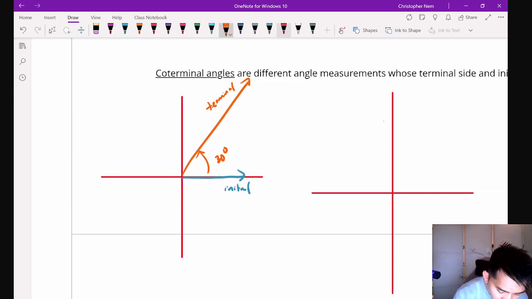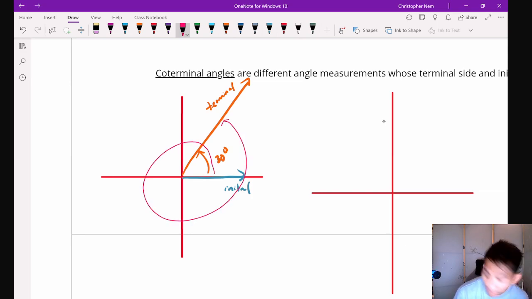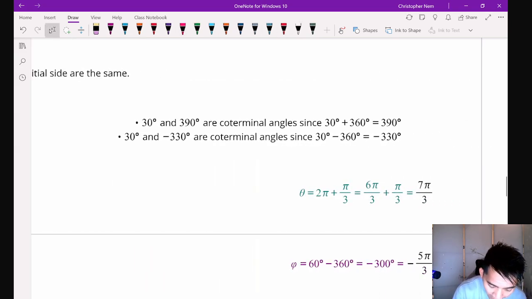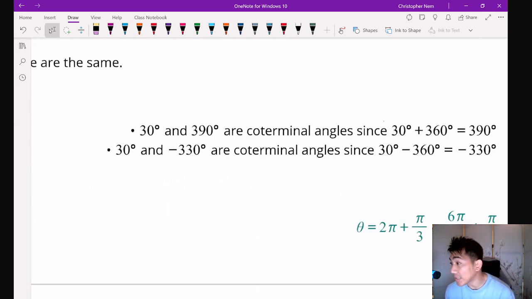Well, I can have a coterminal angle with that, where it has the same initial side and the same terminal side, but it has a different angle value. I might have looped over it once or twice or 3 times. Now, how do we know what angle this is? Well, because I looped around in a circle at least once, this is going to be 360 degrees plus 30 degrees. So we find out that 30 degrees and 390 degrees are coterminal angles because 30 degrees plus 360 degrees gives me 390 degrees. They will land at the same spot.